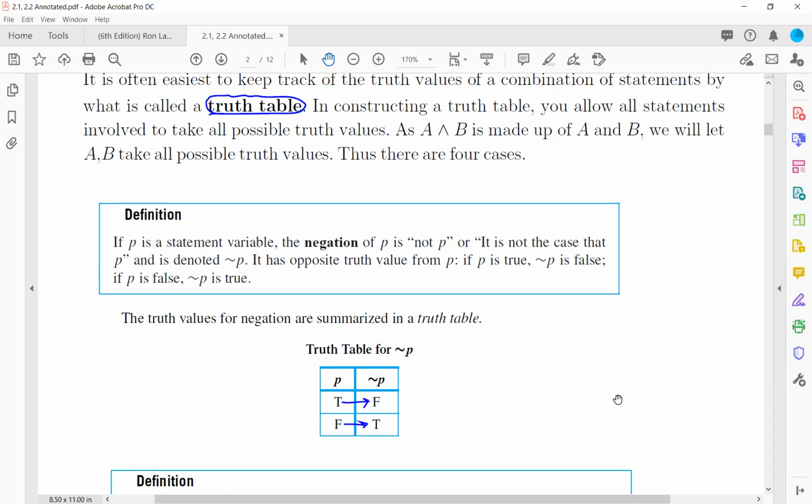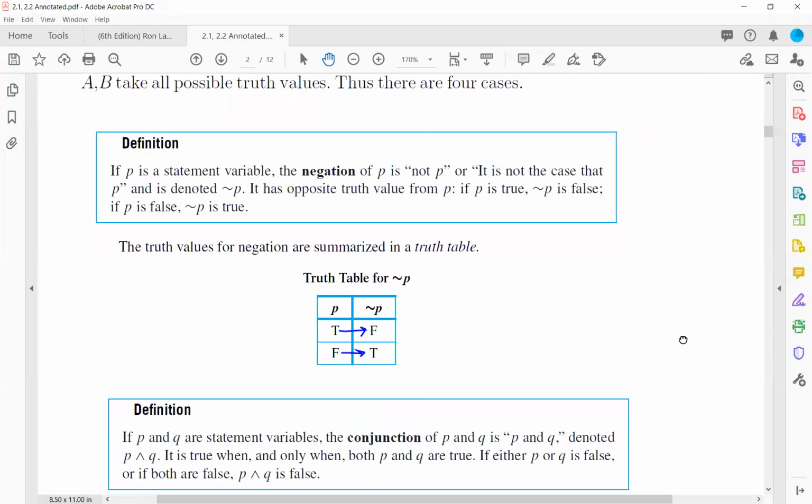When it comes to just negation, the truth table is very easy to form. P is true, not P is false. P is false, not P is true. As simple as that.